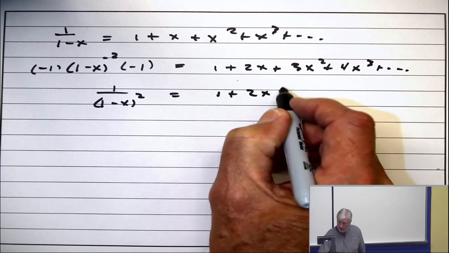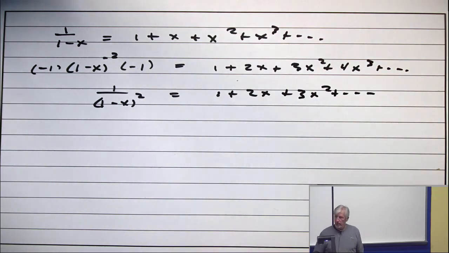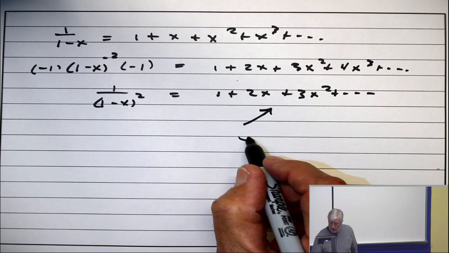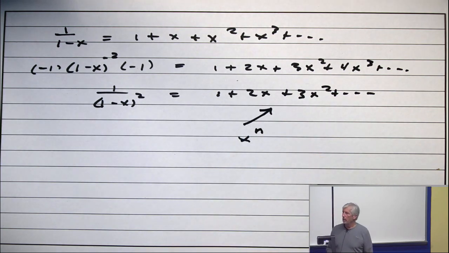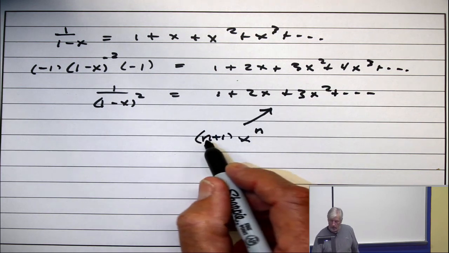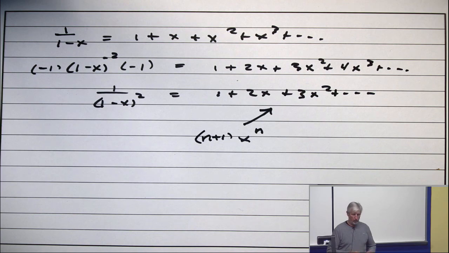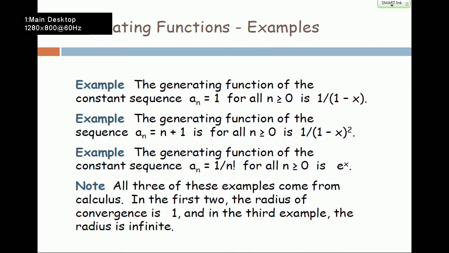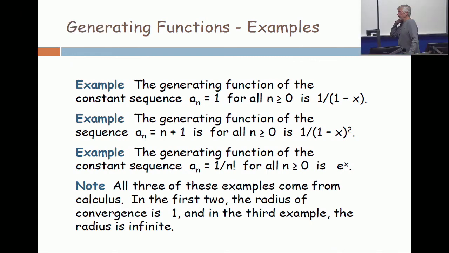So you have this expression like this. Now, over here on the right-hand side, what's the coefficient of x to the n? You can see 3x squared. So the coefficient of x to the n is n plus 1. Okay, now back to the main thing. You can see that calculation verifies the second statement: the generating function of the sequence an equals n plus 1 for all n greater than or equal to 0 is 1 over 1 minus x squared.